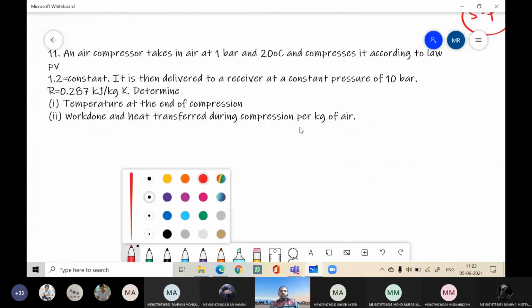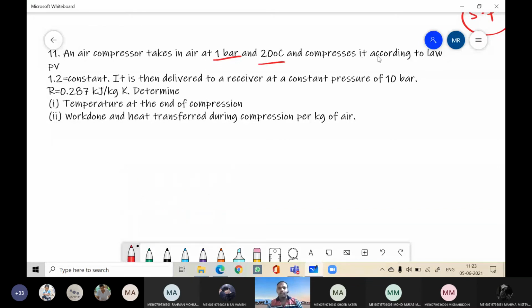An air compressor takes air in at 1 bar, 20 degrees centigrade. The compressor compresses according to the law PV power 1.2 is equals to constant, n value 1.2. It is then delivered to the receiver at a pressure of 10 bar. So suction pressure is given, delivery pressure is given, suction temperature is also given, and R value is given. Determine the temperature at the end of the compression, work done, and heat transfer during compression per kg of air. I think you can solve this problem. Please try now.